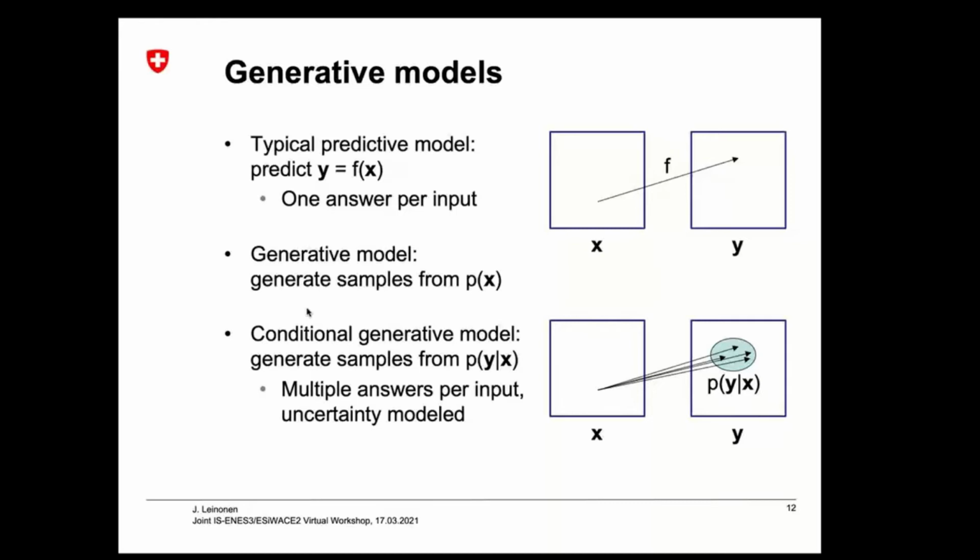Whereas with a generative model, we can learn to produce samples from a distribution, and particularly with the conditional generative model, we can have an input, and then we can model the conditional distribution of the output variable with respect to that input. So it means that we might get multiple answers per input. So uncertainty is modeled, which is very interesting for our field, although it's kind of ignored in some others.